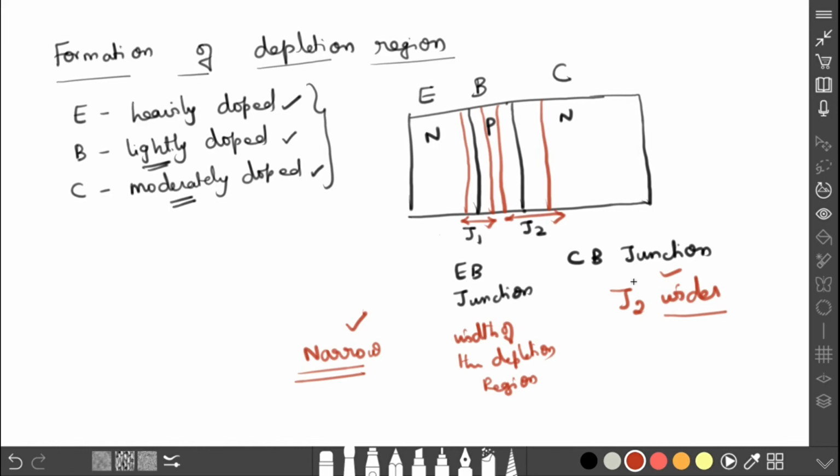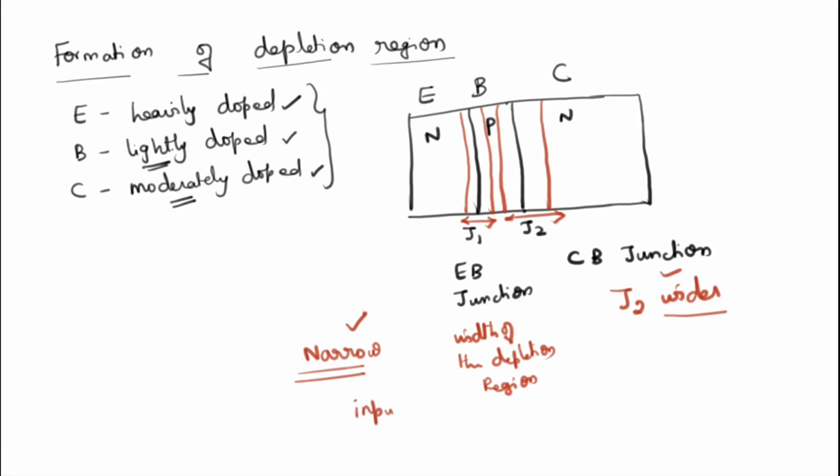This is the formation of the depletion region. The junction J1, that is the EB junction, will act as the input diode. A junction is nothing but a diode. So the EB junction acts as the input diode and the CB junction acts as the output diode. The main points to remember: the EB junction should be narrow and the CB junction comparatively wider, and the EB junction acts as the input diode while the CB junction acts as the output diode.